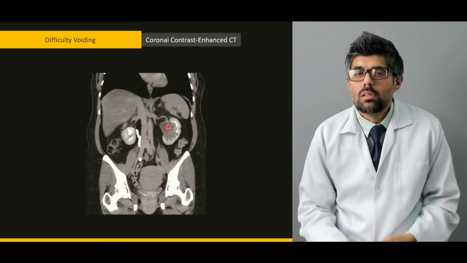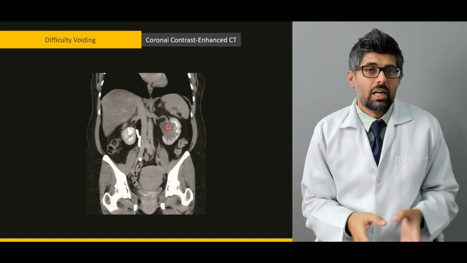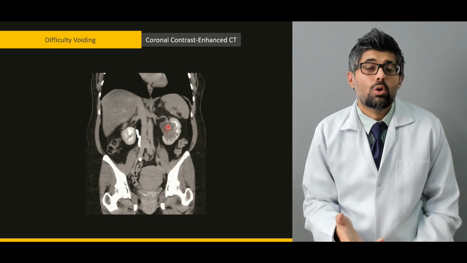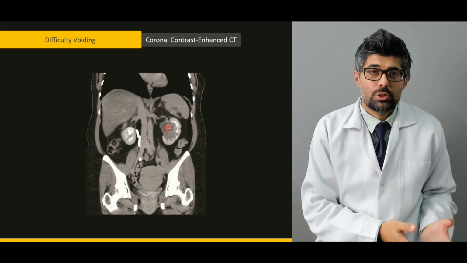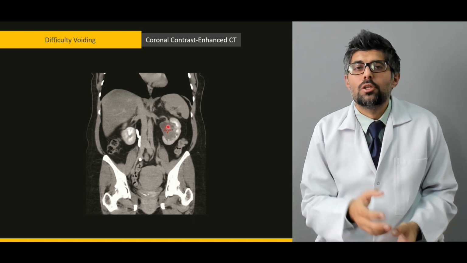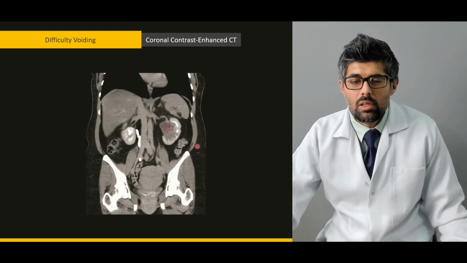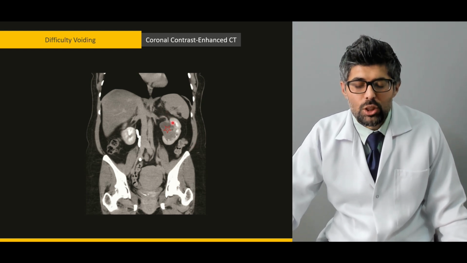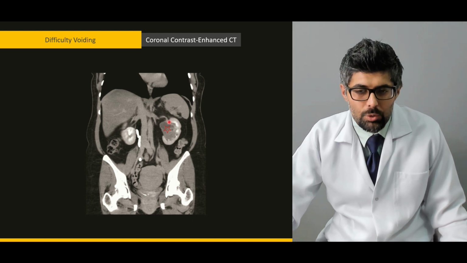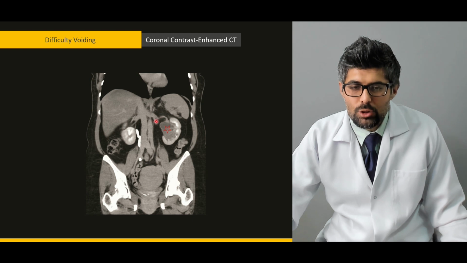Like I said, the pooling of the urine inside the kidney can be because of strictures or the blockage of certain junctions inside the urinary system. Now, in this particular CT scan, the ureteropelvic junction is obscured. This is the ureteropelvic junction, which is obscured.